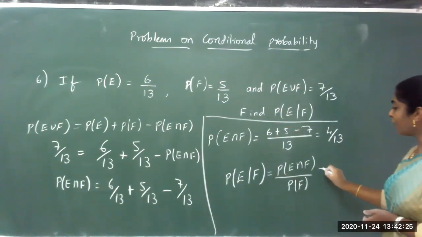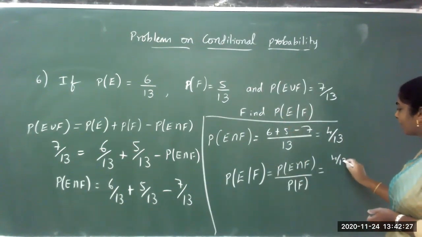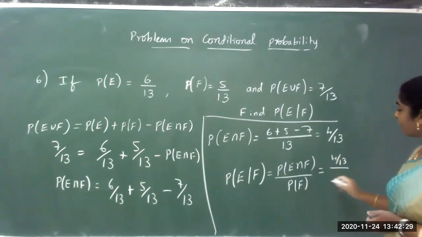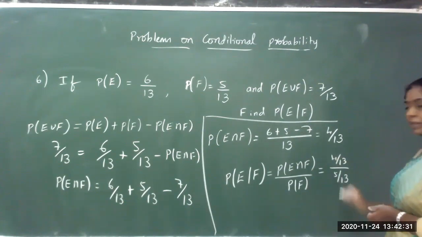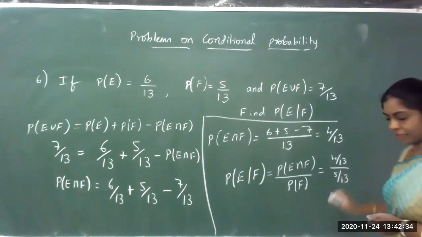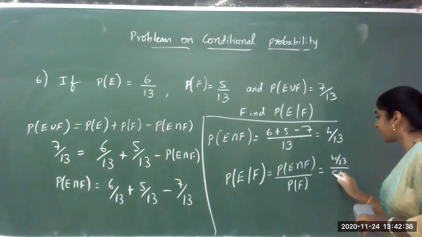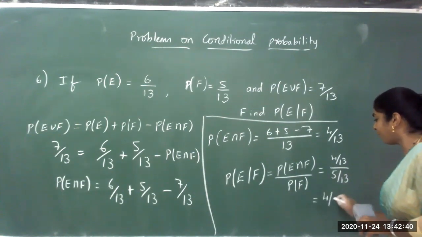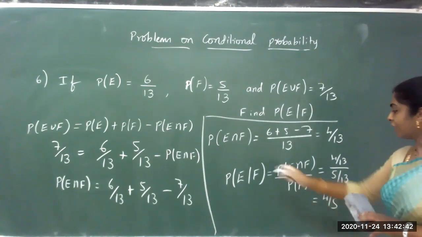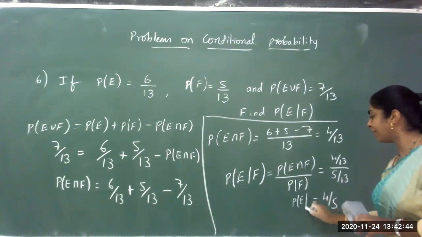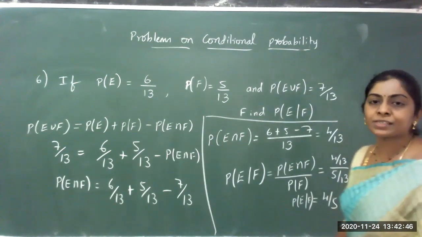What is the probability of E intersection F? 4 by 13, divided by probability of F, which is 5 by 13. The 13s cancel, so this is 4 by 5. That is the value of the conditional probability of event E when event F has occurred.